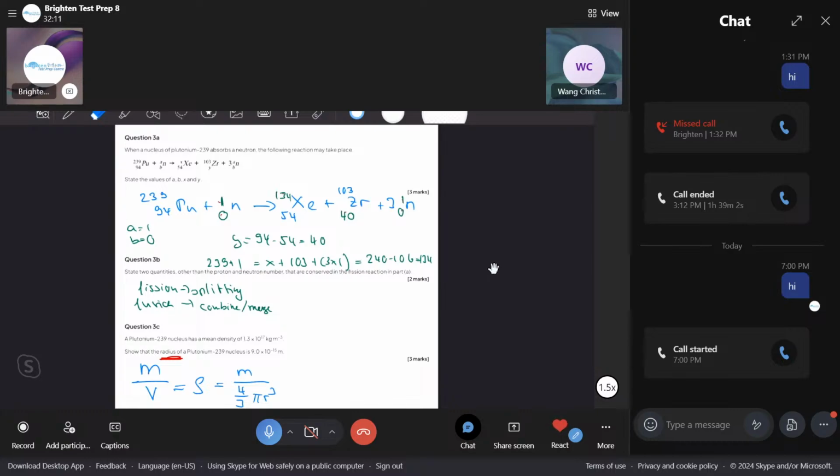Okay. So we have a density. So let me just underline that. We have a density. And now, how do we proceed from here? What about mass? Do I know the mass? Yeah. How do I know the mass?